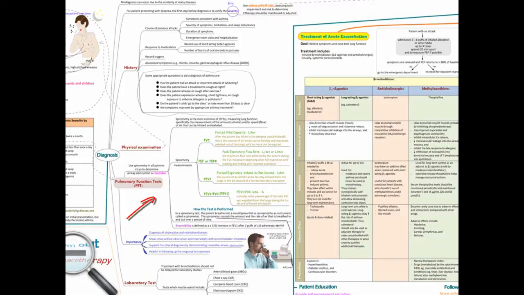Concerning spirometry, it is used for all patients more than 5 years old. And you can find here how it's done, what measurements are used to assess asthma cases, and why it's important.